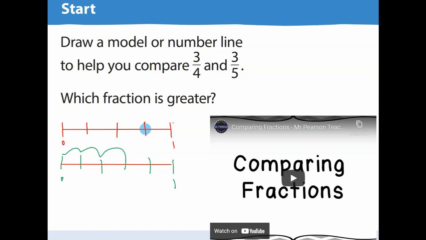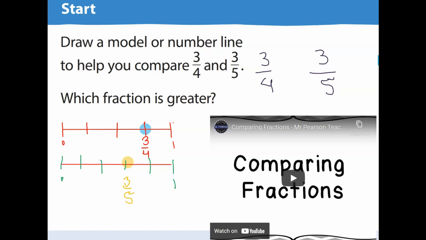And that. And here, that's 3/5 right there. So 3/5 is right here. Okay. And 3/4 is right here. And I want to compare 3/4 compared to 3/5.